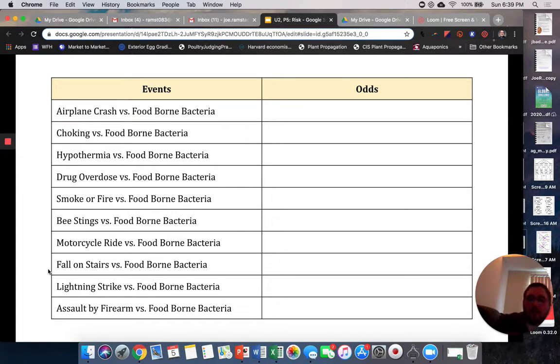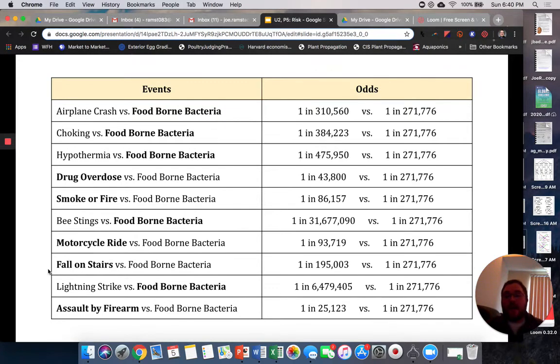All right. So now that we have identified the events that we think have a greater potential of harming or killing us in the United States, I'm here to share that 5 out of the 10 of these events have a greater chance of killing us than foodborne bacteria, okay? Those 5 are drug overdose, smoke or fire, motorcycle ride, falling on the stairs, or assault by firearm. So those 5 events have a greater chance of statistically killing somebody in the United States versus a foodborne bacteria.